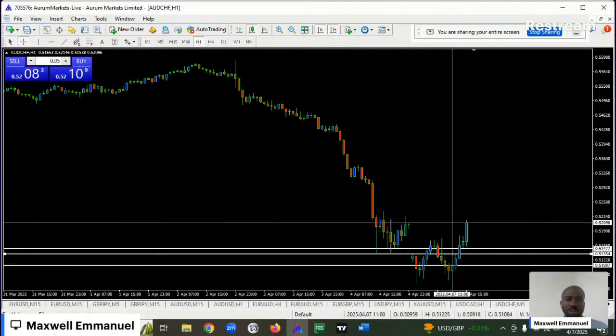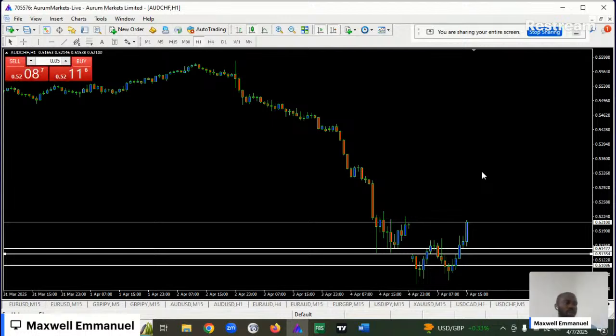So if you had missed this move, you should wait for price to pull back before you buy. Australian dollar CHF is bullish. It's a bullish setup.